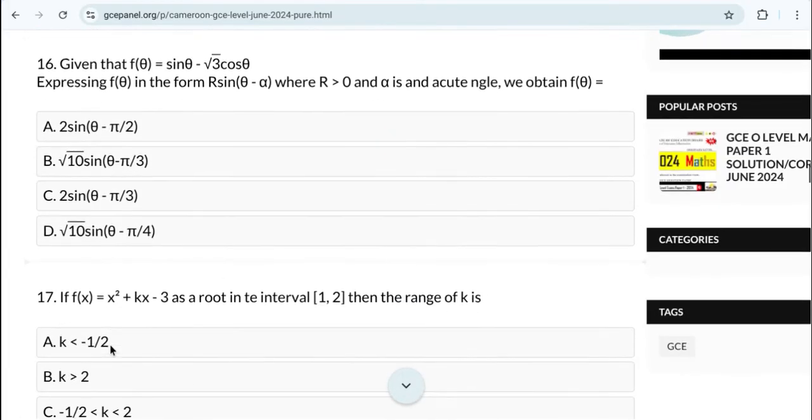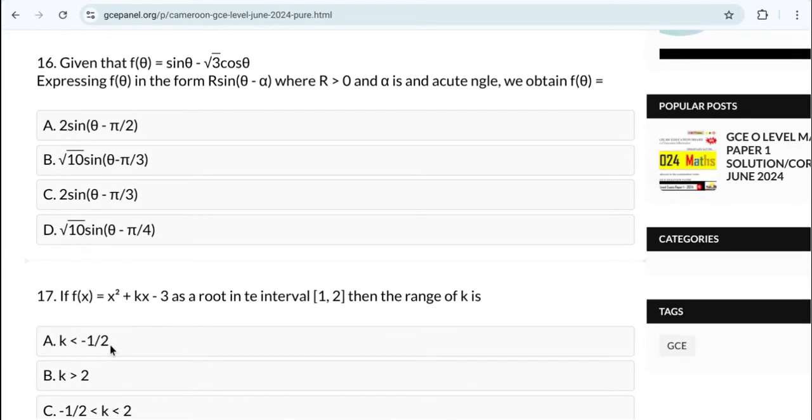Question 16. Given that f of theta equals sine theta minus root 3 cos theta, expressing f of theta in the form r sine of theta minus alpha, where r is greater than 0 and alpha is an acute angle, you obtain f of theta equals. So just from here, we can get the value of r. The coefficient of sine theta here is 1. The coefficient of cos theta is, sorry, negative root 3. So negative root 3 squared plus 1 squared is 4. The square root of 4 is 2.